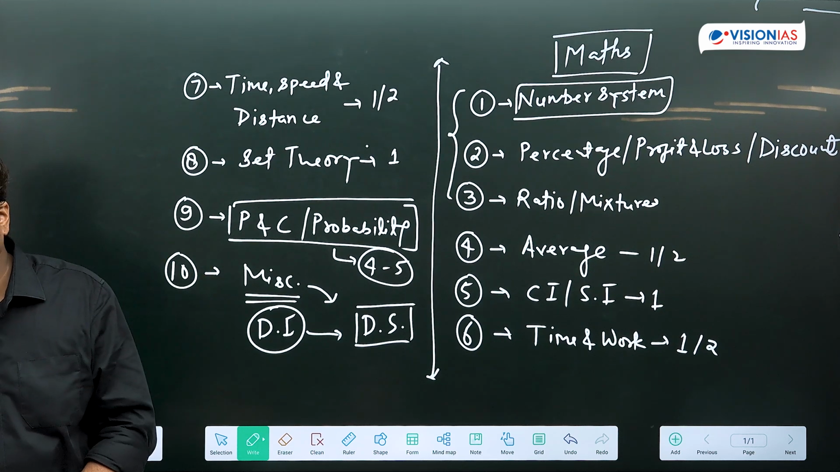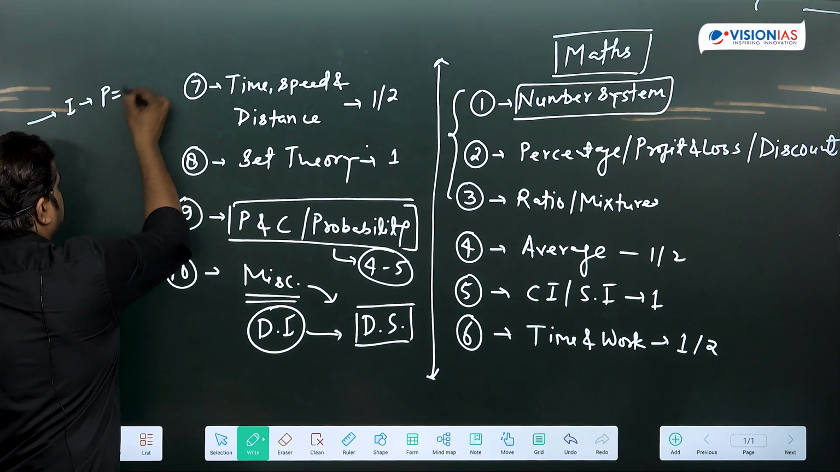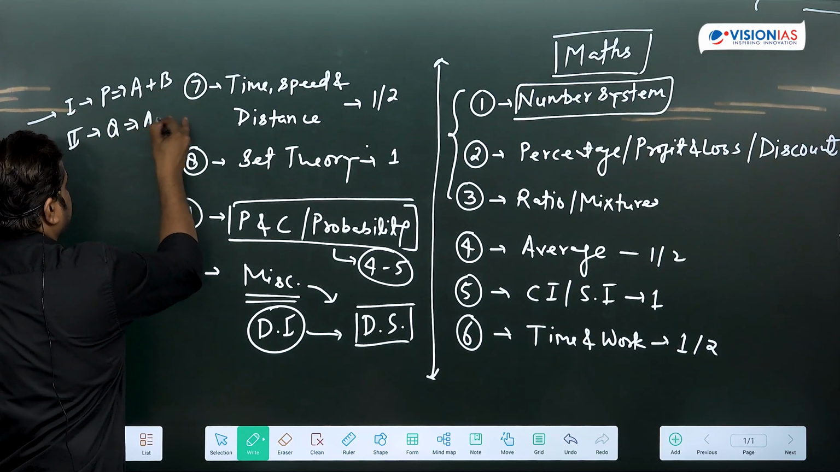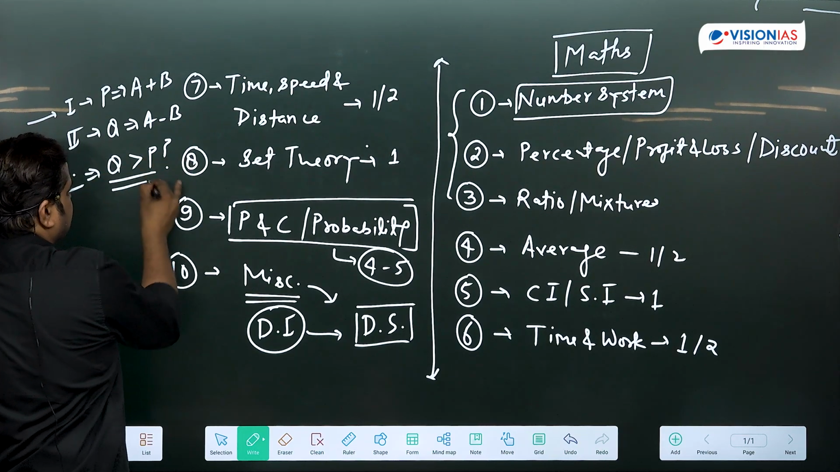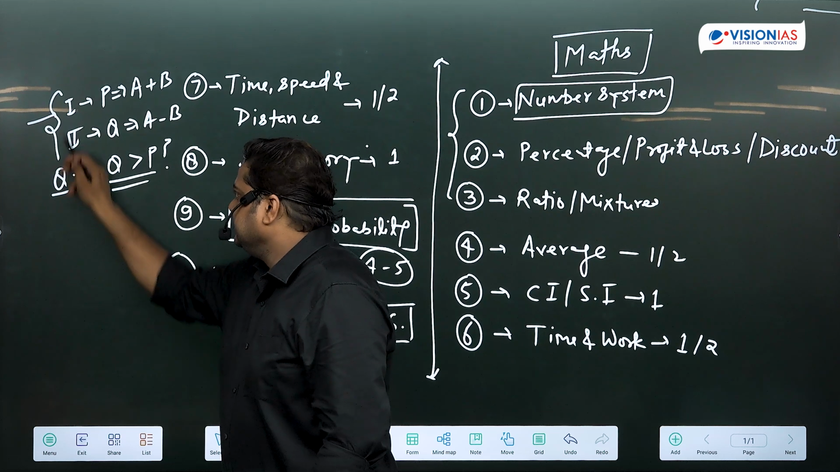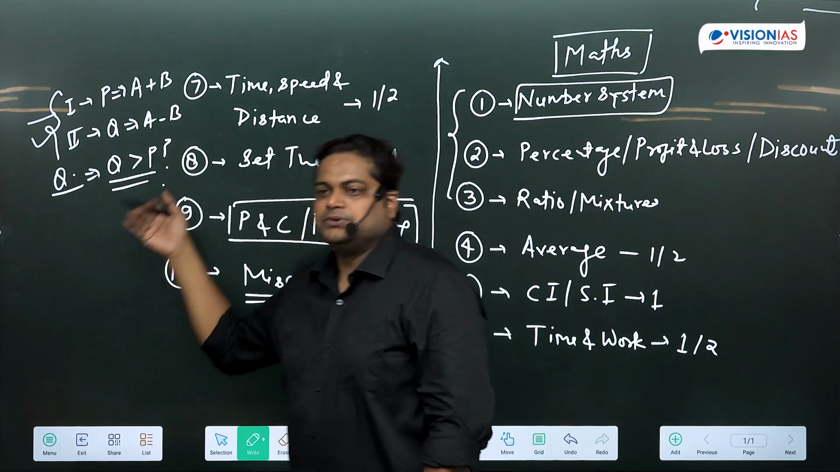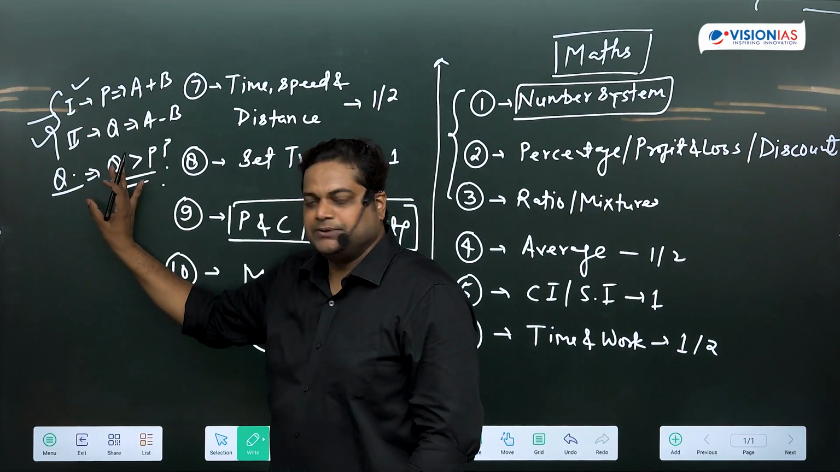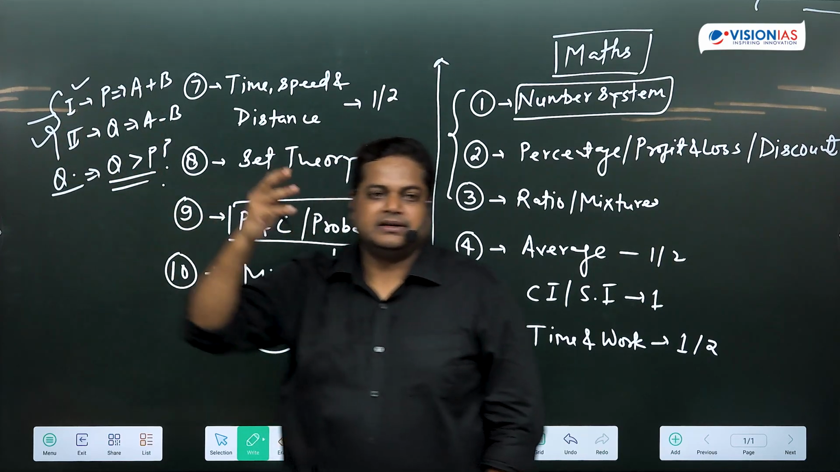What do you mean by data sufficiency? This way they can ask questions. In statement 1, they have given P is equal to A plus B. Second statement, Q is equal to A minus B. The question they have asked: Q is greater than P. Can we get the answer to this question with the help of these two data sets? So they are asking whether the provided data is sufficient to get the answer. Option A, statement 1 only is sufficient to answer the question. Statement 2 alone is sufficient. Both the statements combined can provide the answer. Neither of the statements can provide the answer.